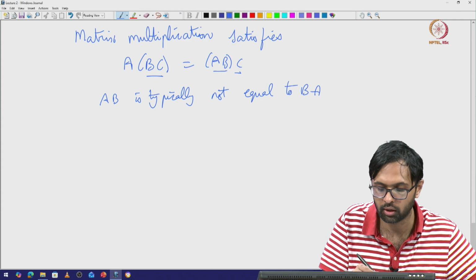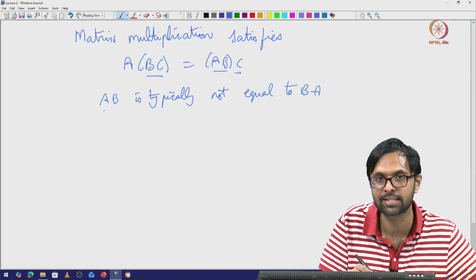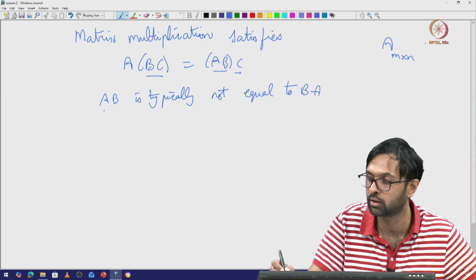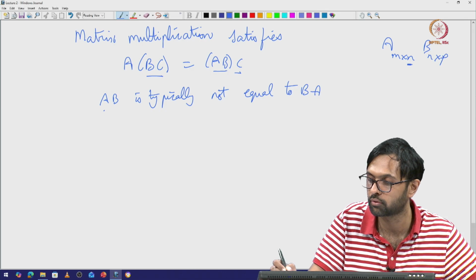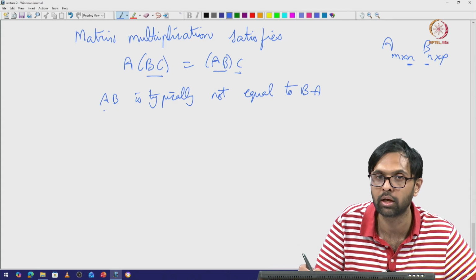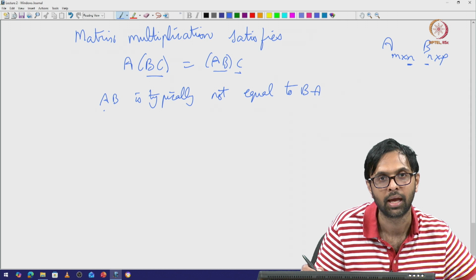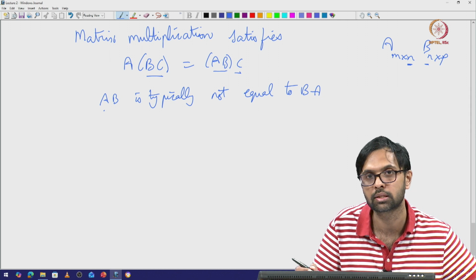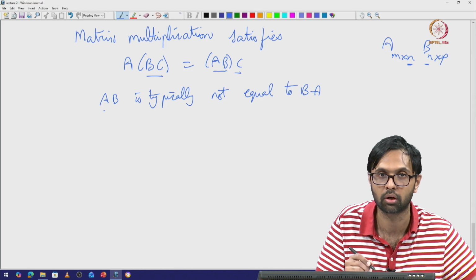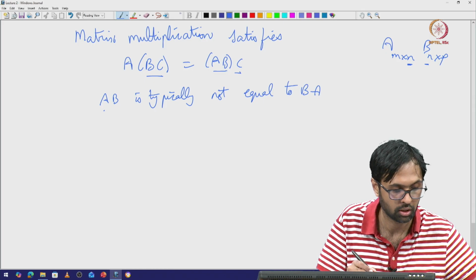Indeed, first of all, AB could make sense, right? When can you multiply matrices, by the way? Recall, if this is m by n and this is n by p, if the number of columns of the first one is the same as the number of rows of the second one, only then can you multiply matrices. So for example, BA need not even make sense, and even if it does make sense, these two may not be equal to each other. Okay, so this is an important little point.